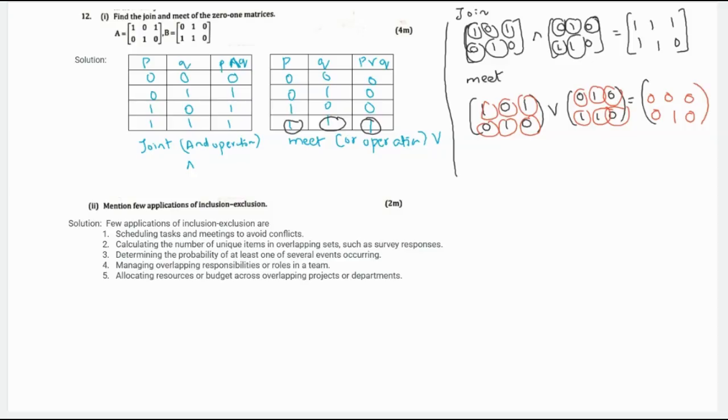Then moving on to the next question, applications of inclusion and exclusion. A few applications of inclusion and exclusion are scheduling tasks and meetings to avoid conflicts, calculating the number of unique items in overlapping sets such as survey responses, determining the probability of at least one of several events occurring, managing overlapping responsibilities or roles in a team, and allotting resources or budgets across overlapping projects or departments. So these are a few applications of inclusion and exclusion.